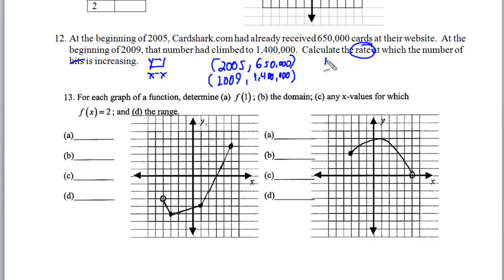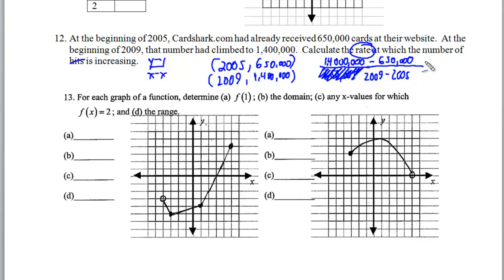So this is going to be 1,400,000. I'm going to choose to go in that order, divided by 650,000. Oh shoot, nope, sorry about that. 1,400,000 minus 650,000, caught me sleeping there. And then down below we're going to have 2009 minus 2005.